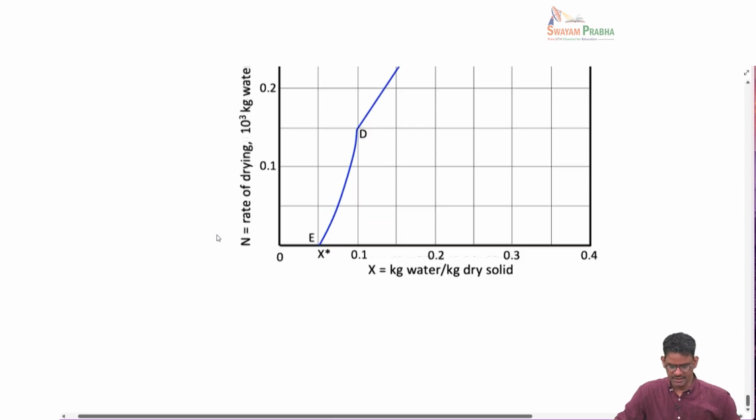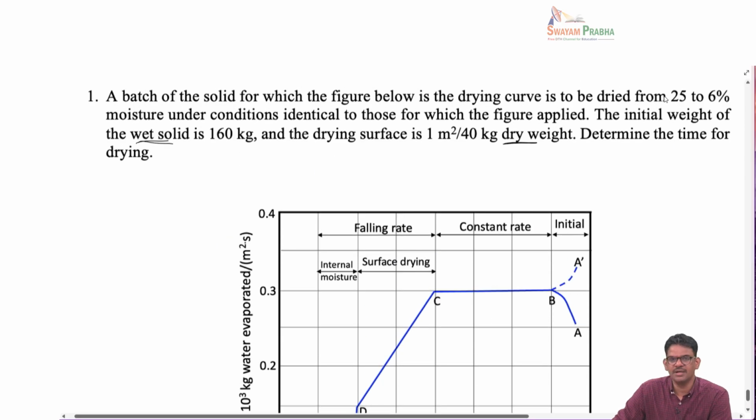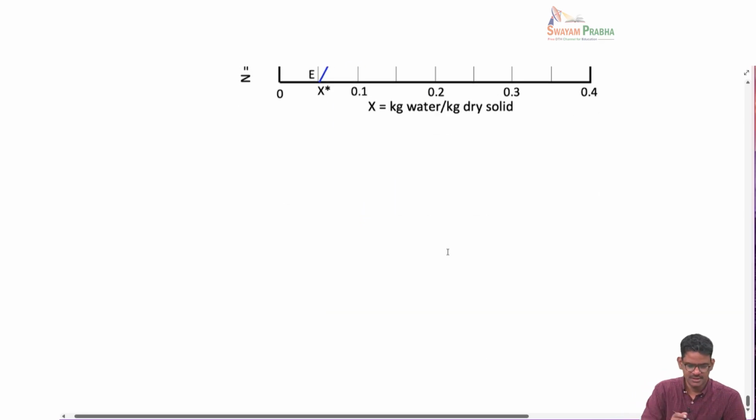So, the strategy is the following. First, we have to find the moisture based on the dry solid for 25% to 6%, and then we have to find out whether this range of moisture from initial to final falls within a constant period or maybe extends beyond that constant period and also falls in the falling rate period. So, that range we have to see. For that, first let us look at the data given.